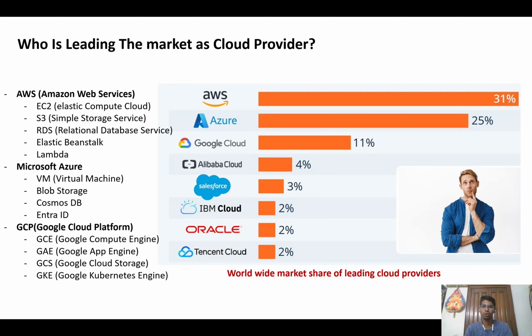The cloud providers also provide cloud storage services, which include S3 from AWS, Blob Storage from Azure, and GCS from Google. Now you can see, GCS means Google Cloud Storage.